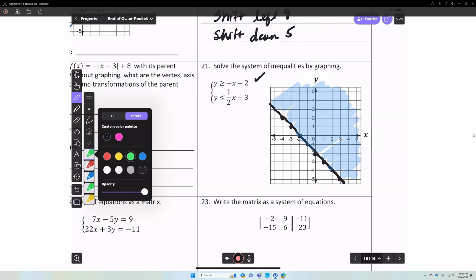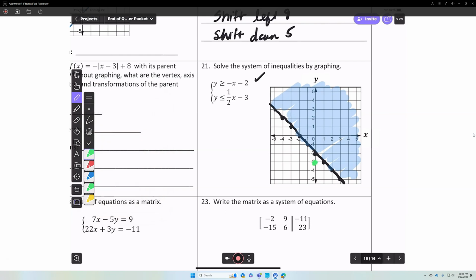graph the second inequality. So the y-intercept is -3. It's the green one. I'm going to go up 1 over 2, go up 1 over 2, connect the points. So this is the green one. And now we will shade down. And do you see where both intersect? That will be the answer to the system.